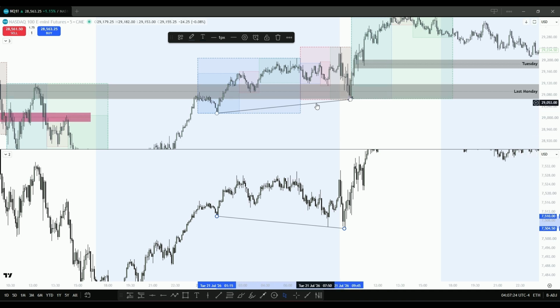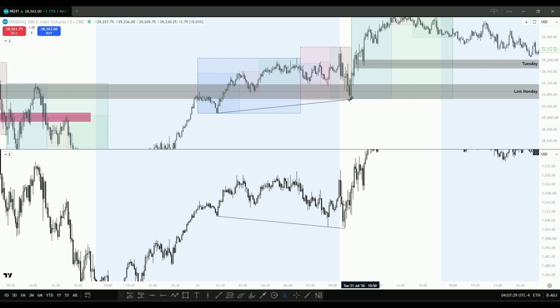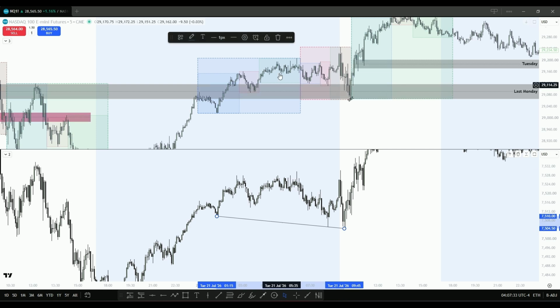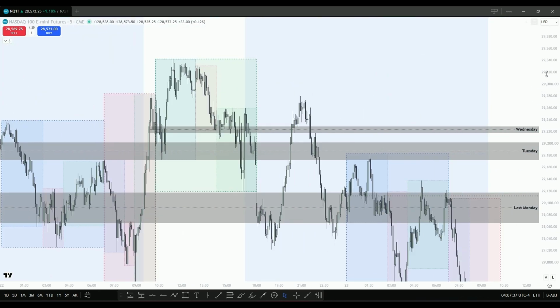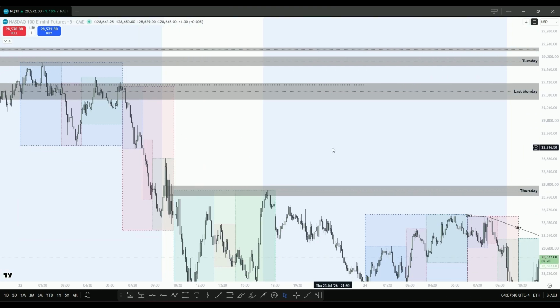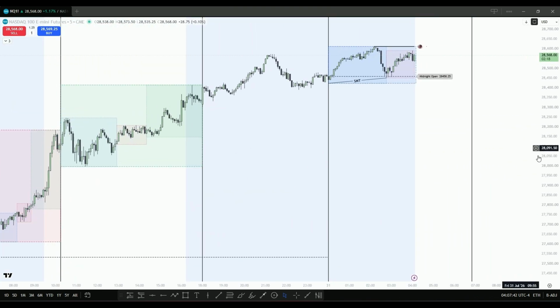So you get the point, guys. See how many days back we went. We went, I don't know, 5 or 10 days back, found multiple setups consistently playing day in, day out. So this is how you find high probability, high quality setups.